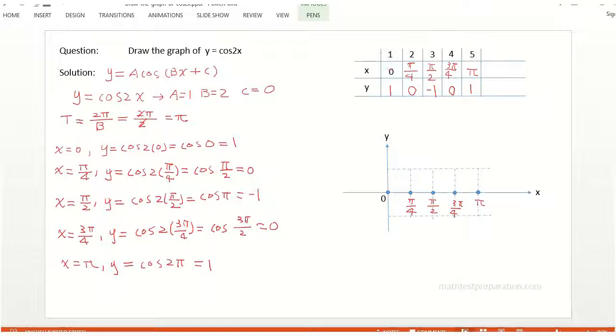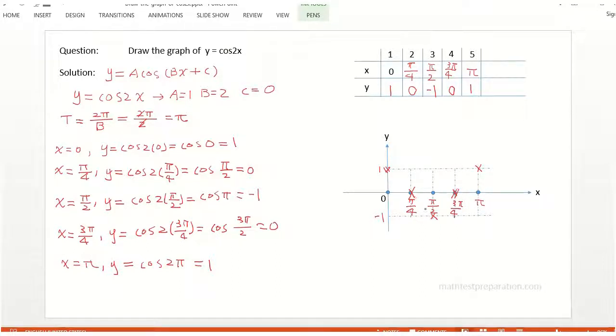Now we get these 5 points. The first point, x equals 0, y equals 1. Second point, when x equals quarter pi, y equals 0. The third point, when x equals half pi, y equals negative 1. Here is 1, here is negative 1. The fourth point, when x equals 3/4 pi, y equals 0. The fifth point, when x equals pi, y equals 1.